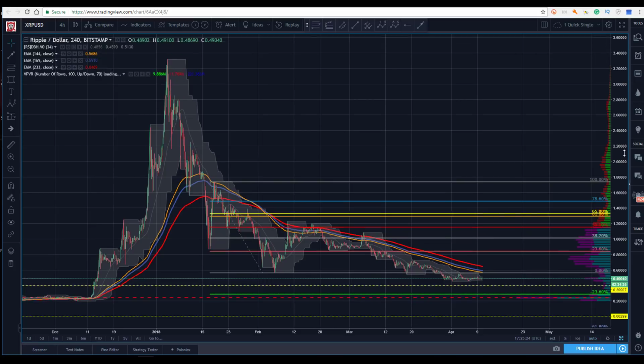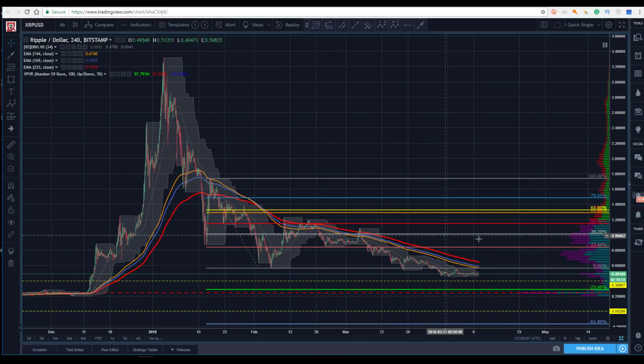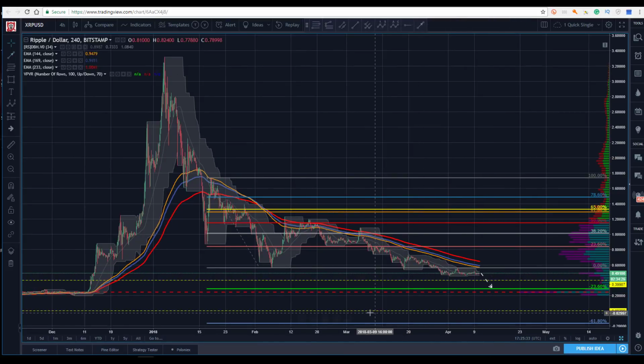So if we were trying to look for the high probability zone for us to see a reaction, it would not be surprising for us to come down a little bit lower, tag that target. You notice right at the point of control here, most amount of volume, most amount of trading at that price point of 23 cents. That doesn't mean we must go down there.